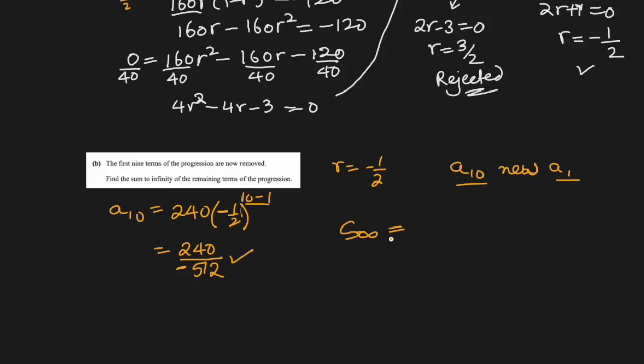So what is the formula for S infinity? It is the first term divided by 1 minus r, and the first term is this one for us now. So we will write it here: 240 divided by minus 512, and 1 minus r will multiply with the denominator, 1 minus minus half, which is this, and it becomes how much?